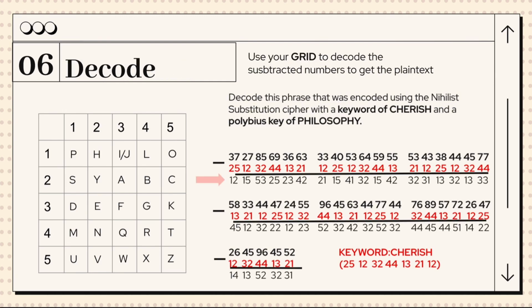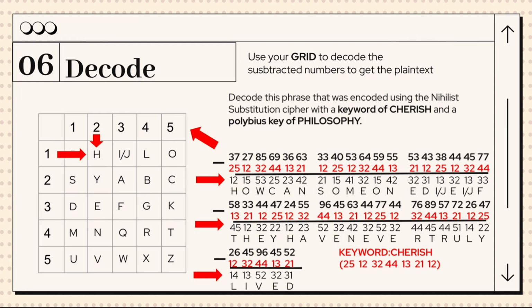Now that that's done, we're going to use the grid on the left, and basically do what we did to the keyword. But instead of changing letters into numbers, we're going to change numbers into letters. So for 12, you look at the ones place and go to the left, and underneath 2, right there is where they both meet. So 12 would be equal to H. Now you're going to continue this for every single number that we subtracted and got.